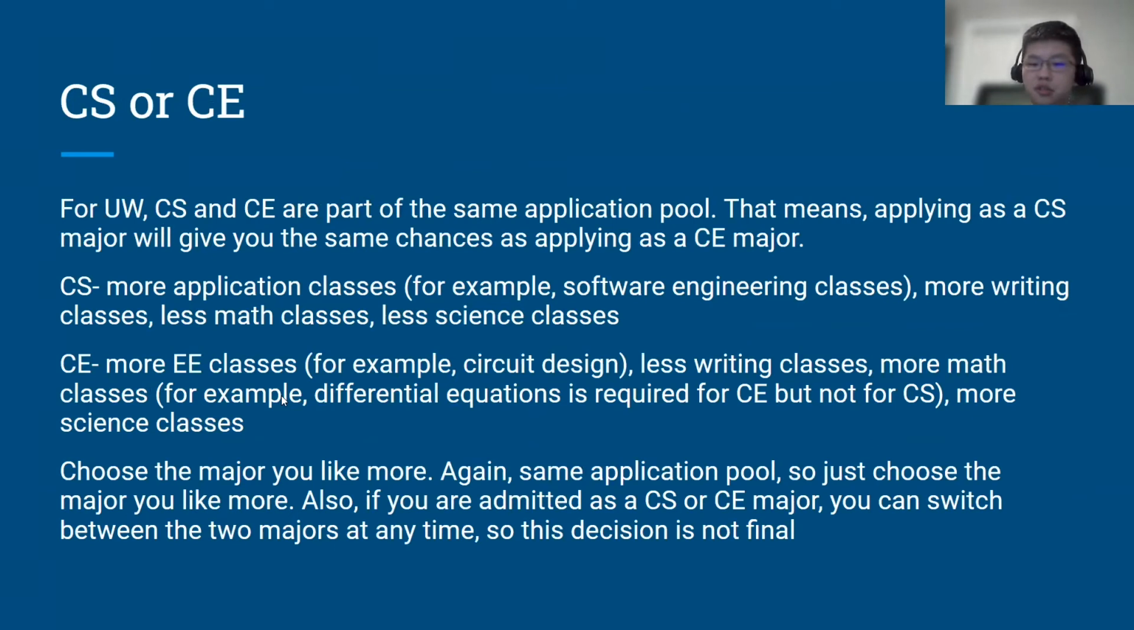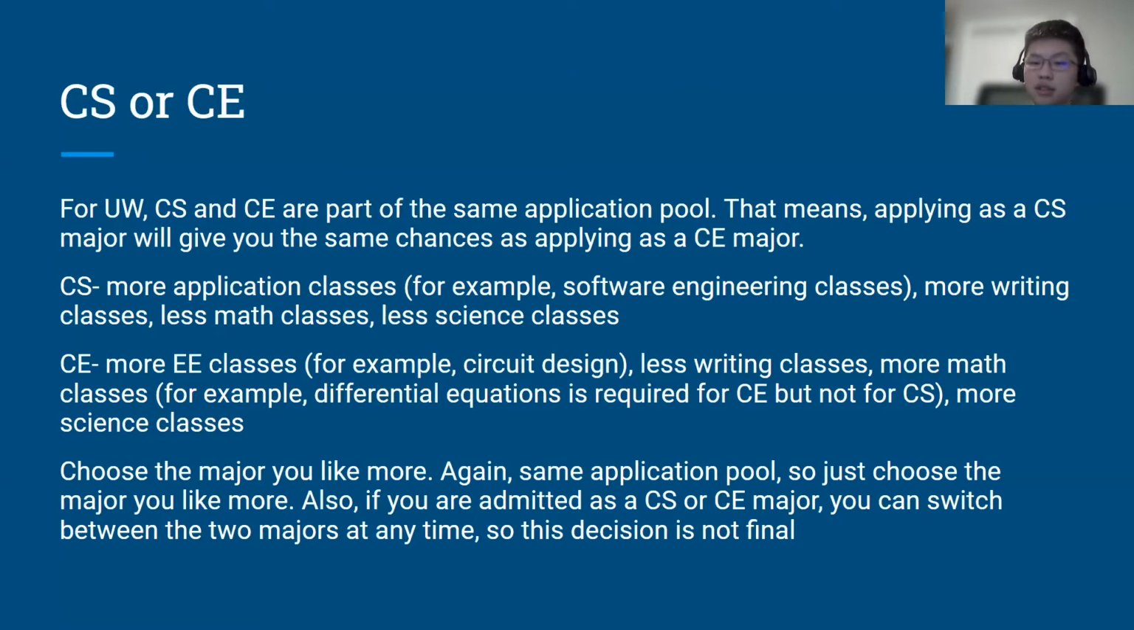So this is a slide for everyone that's about to apply. Because at UW, when you apply, you can either apply as a CS or a CE major. CS stands for computer science. CE stands for computer engineering. Now, the thing to know is CS and CE are part of the same application pool.